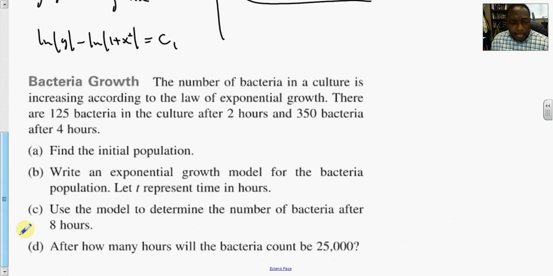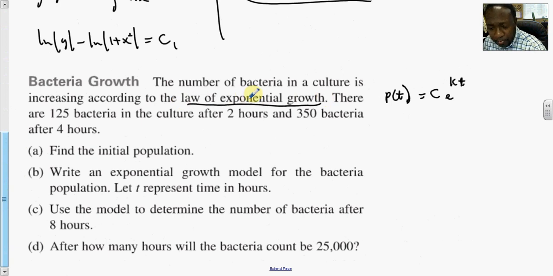Now on growth and decay, here on bacterial growth, the number of bacteria in a culture is increasing according to the law of exponential growth. What does that mean? That means that P of x, I guess P of t, where t is the time, p is the population, is equal to some constant times e to the kt. So that's the formula that they invoke when they say the law of exponential growth. If it was the law of exponential decay, we'd just say negative kt, right?